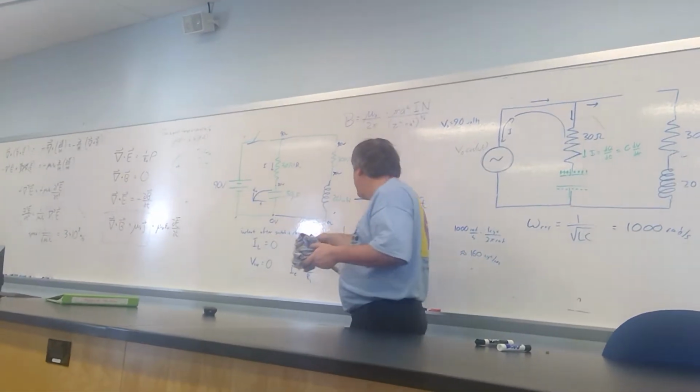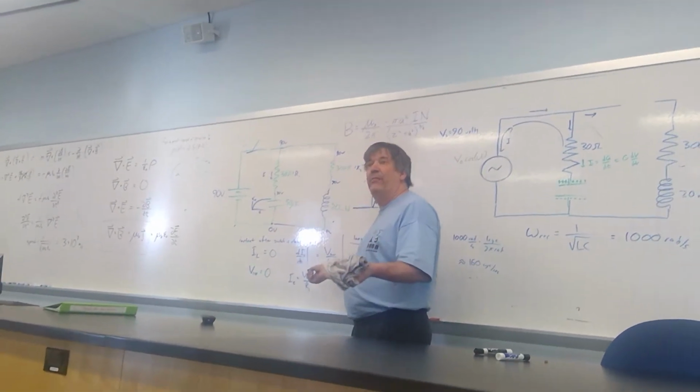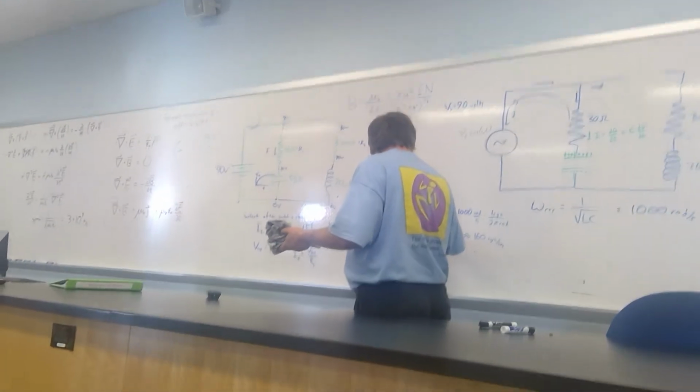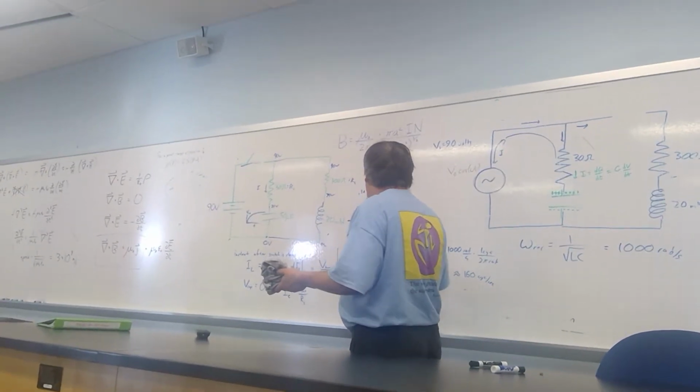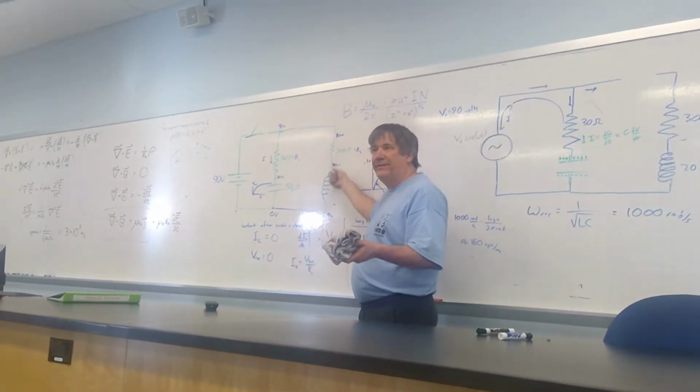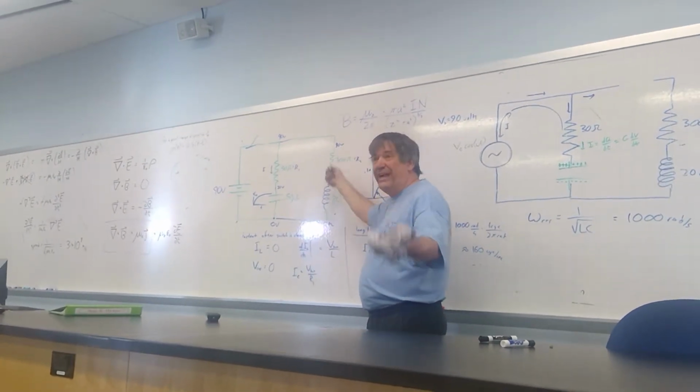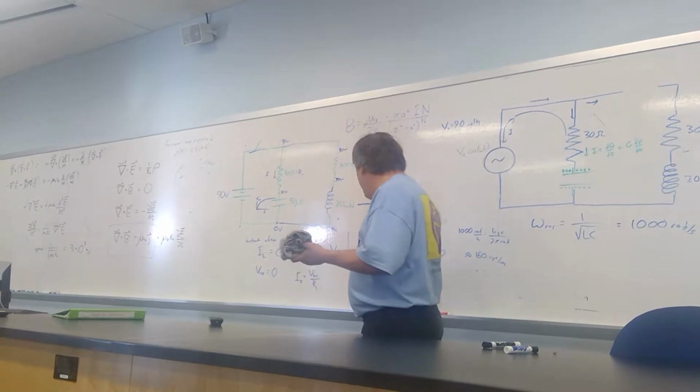di/dt through the inductor is 0. So the voltage across the inductor is 0. All the voltage now is across that resistor, which is why I put the full 90 volts now across the resistor. How about the capacitor?